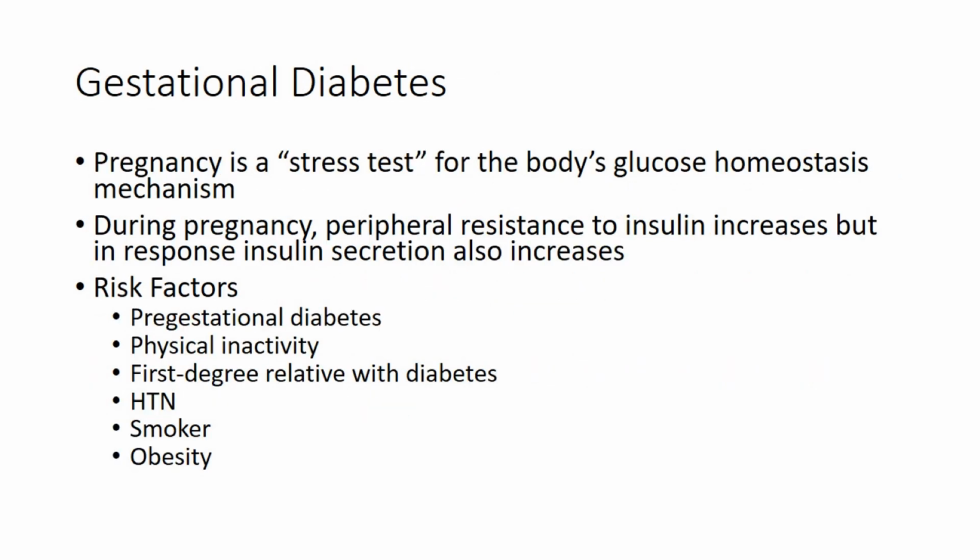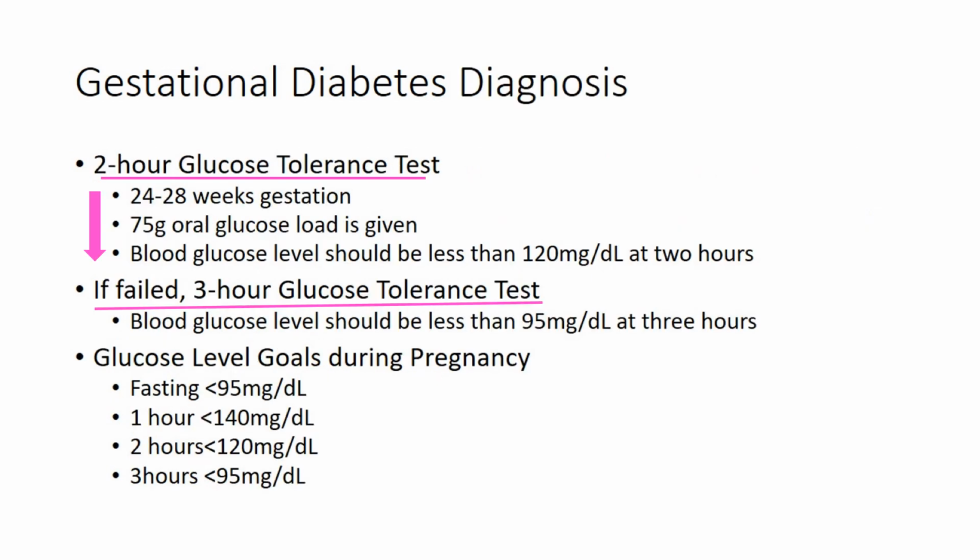Pregnancy is a stress test for the body's glucose homeostasis mechanism. During pregnancy, peripheral resistance to insulin increases, but in response, insulin secretion also increases. Risk factors for developing gestational diabetes include pre-gestational diabetes, physical inactivity, first-degree relative with diabetes, hypertension, being a smoker, as well as obesity. You need to know how somebody is diagnosed with gestational diabetes.